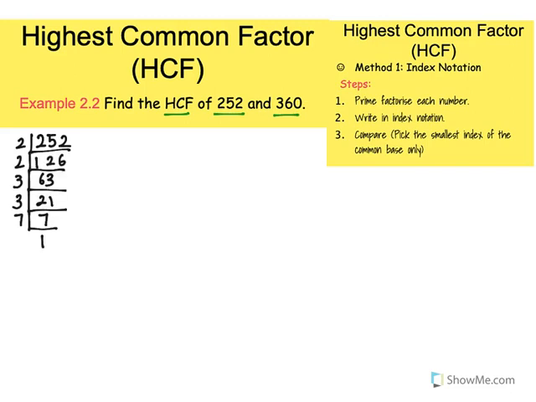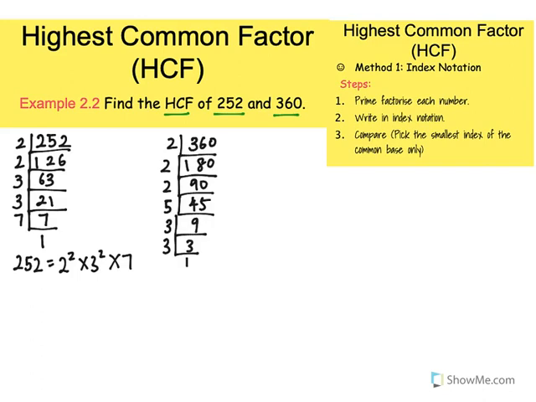After you've done your prime factorization, that is step 1, you'll do your step 2, which is writing it in your index notation. So 252 equals 2 squared times 3 squared times 7. So these are actually step 1 and step 2. You repeat the same steps for 360.